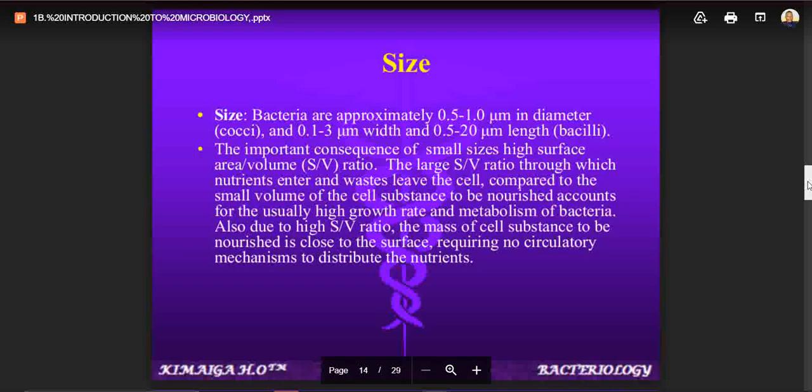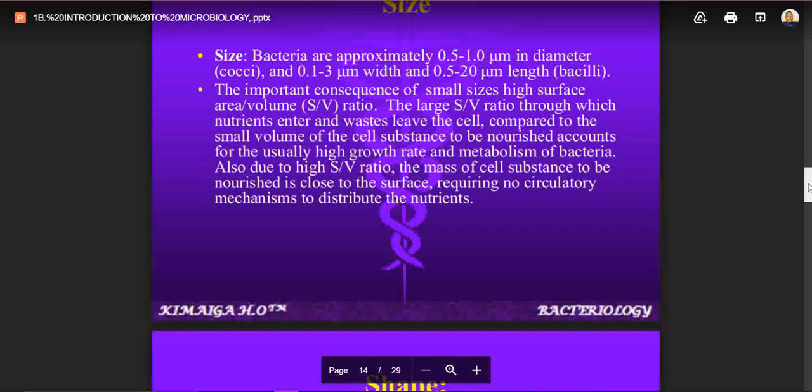So that is that. About size, you can come to check on it later. The bacteria are approximately 0.5 to 1.0 micrometer in diameter. That is cocci, 0.5 to 1.3 micrometer, depending. So there can be different variation based on types of bacteria like cocci and bacilli.